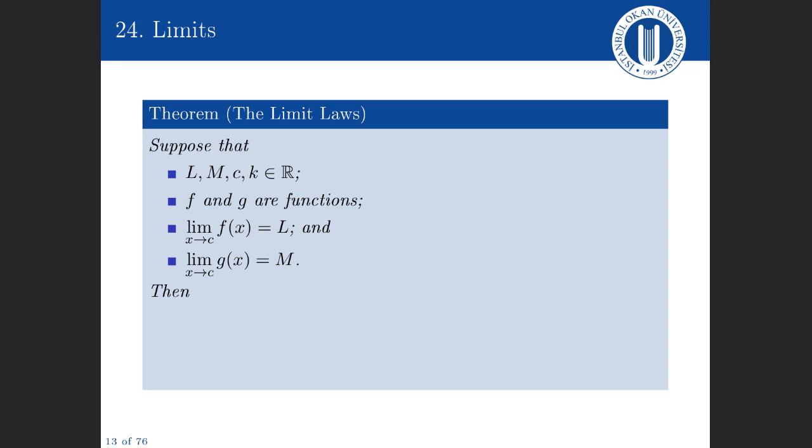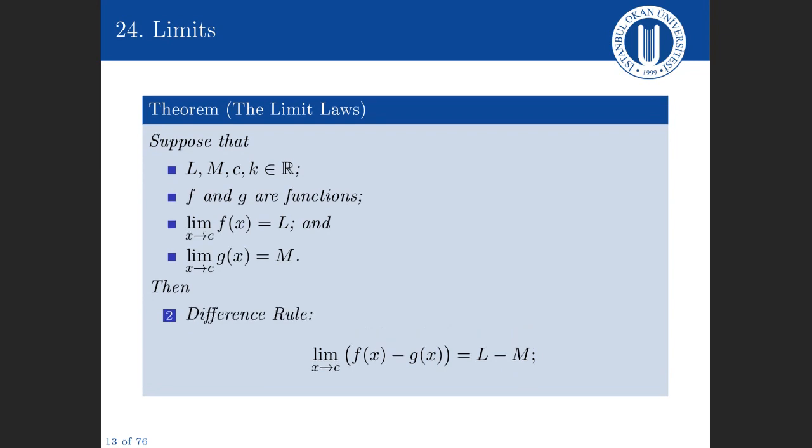We have some laws which we can use to calculate limits. Let's suppose we have some numbers, L, M, c, and k. Let's suppose we have two functions, f and g. Let's suppose that we know that the limit as x tends to c of f of x is equal to L, and the limit as x tends to c of g of x is equal to M. Rule number one is the sum rule. The limit of f plus g is equal to L plus M, as we would expect it to be. The difference rule, almost the same, but with a minus sign. The limit of f minus g must be L minus M.